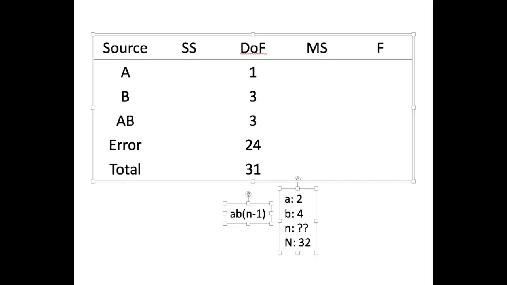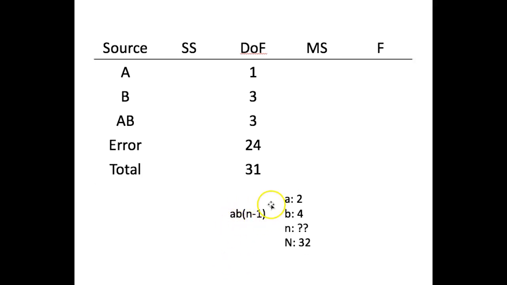Here's a sample Anova table. Here is our formula for the error degrees of freedom if we have equal observations. If we don't have equal observations, we cannot use this formula because we don't have constant n between A, B, and AB. It could be anything that gives us our total degrees of freedom, our total observations. So let's take a look at this. Here in this table, A is 2. We have 2 different levels for A. B is 4, so we have 4 different levels for B.